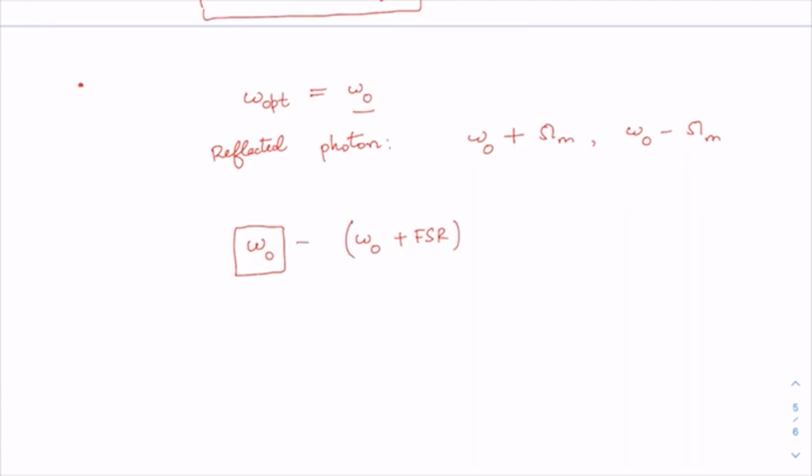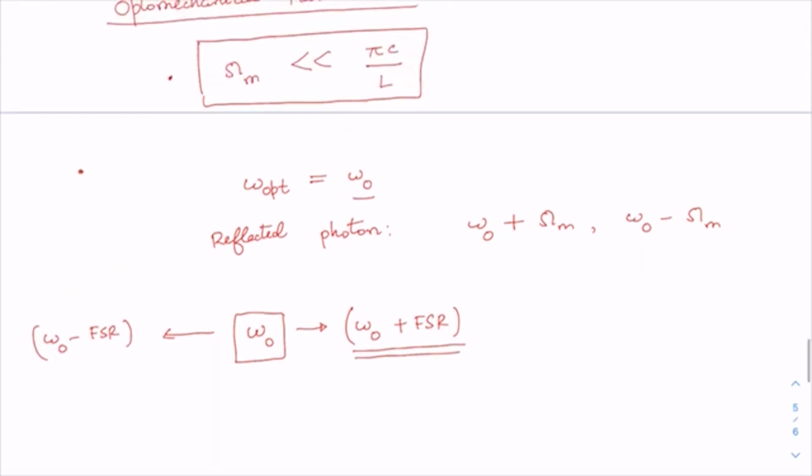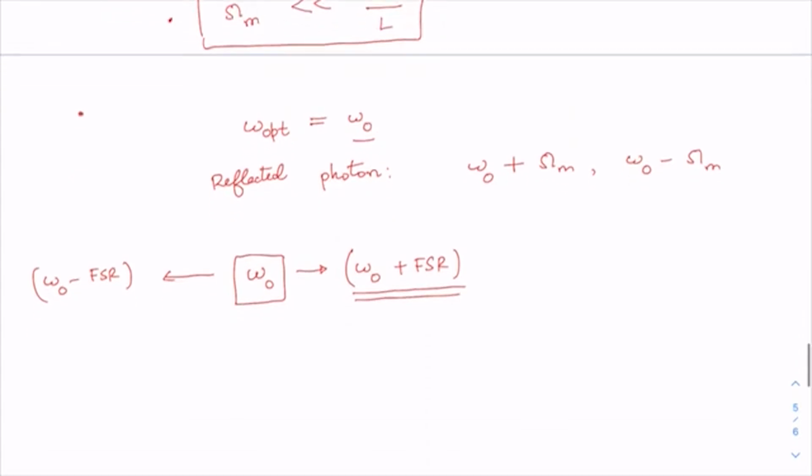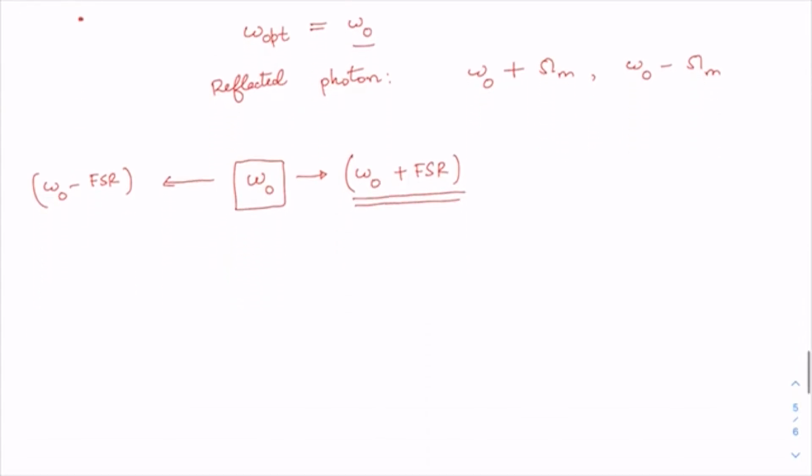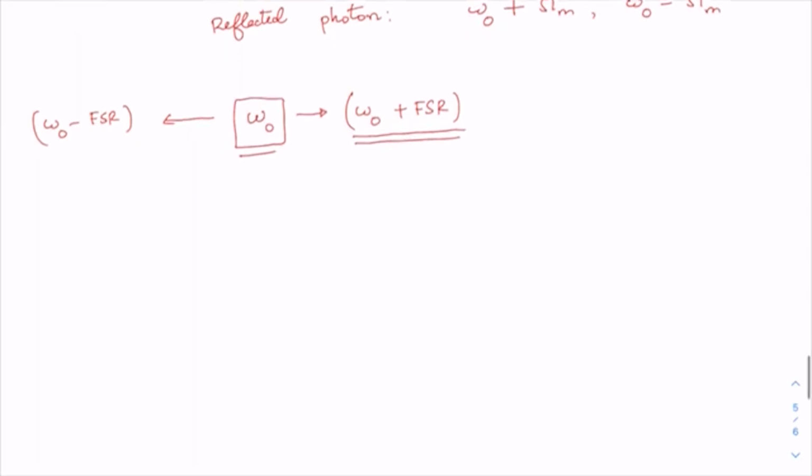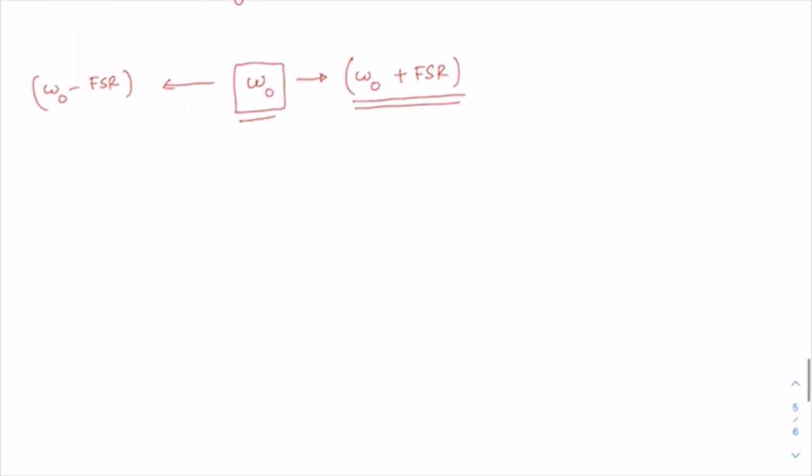The second one from here would be situated one free spectral range away in this direction, and the other one similarly would be omega 0 minus the free spectral range. So if we take this particular condition, then we can ignore all optical modes except the one with frequency omega 0. However, as you know, because the length of the cavity is not constant, omega 0 is slightly modified.